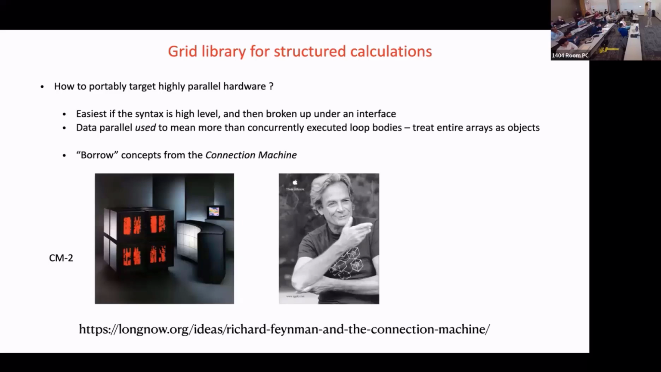Then the idea is how to target this highly parallel hardware. And this is where I'm talking about my package Grid. This is easiest if the syntax is high level and then broken down under an interface, right? So if you're writing myriad loops and then recognizing which are essentially sequential, and then recognizing from that sequential loop that you actually could have done all of this in parallel, that is much harder than having an interface where you say, do all of this in parallel and I don't care how, right?